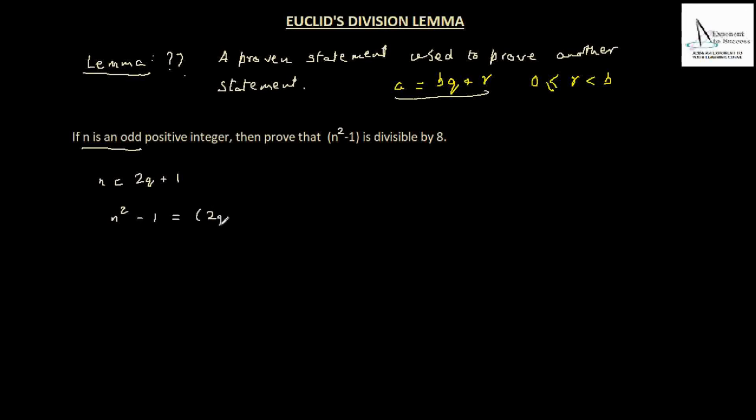So n square is 2q plus 1 whole square, and add to that the 1 that we have there. So let's expand the bracket. 2q whole square is 4q square, and then 2ab, which means 2 times 2q times 1, which is 4q, and plus 1 square, which is 1, and we get this remaining 1. So that's 4q square plus 4q plus 2. Oh, actually, I made a mistake there. That should have been minus. So the 1 and 1 get cancelled, and we are just left with 4q squared plus 4q. But that does not tell us anything about divisibility by 8.